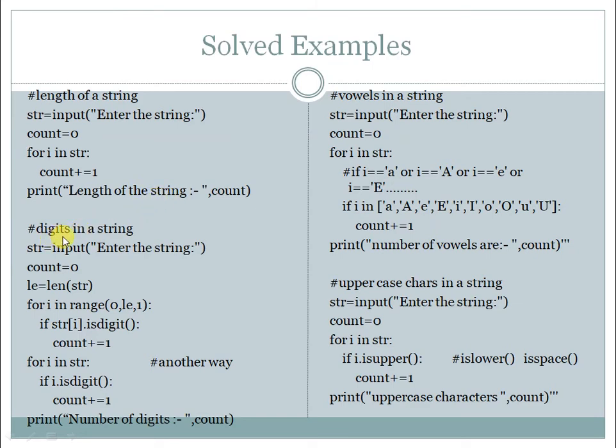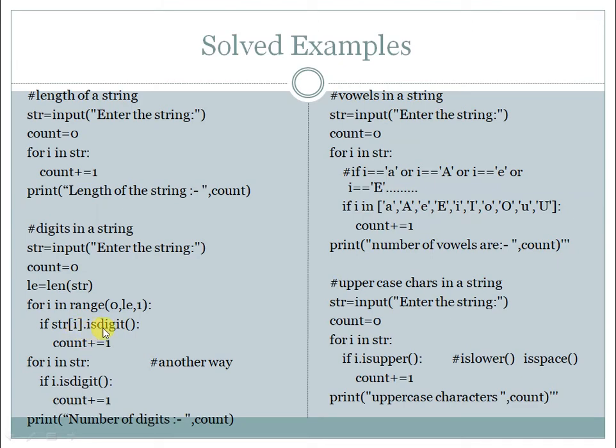Next we have to count the number of digits in a string. Whenever you have to count something, it indicates that you have to take a variable called count with the initial value 0. Similarly, here we are using the range function for our purpose. We get the length of the string and we write for i in range 0 to length step by 1. If the name of the string is str, then you can get the particular character by str in square brackets the index of the element.